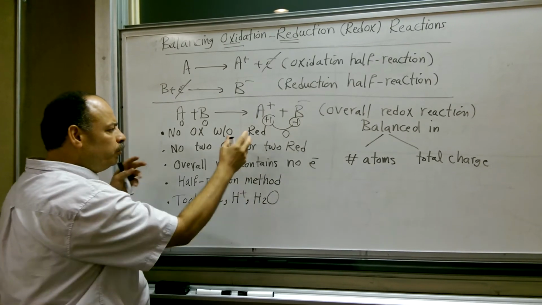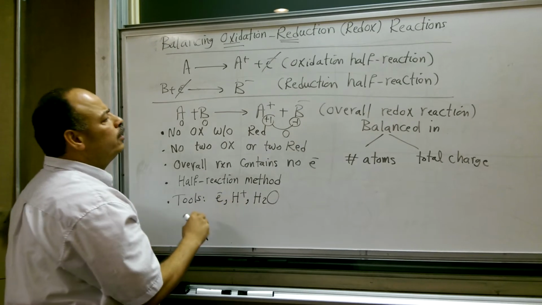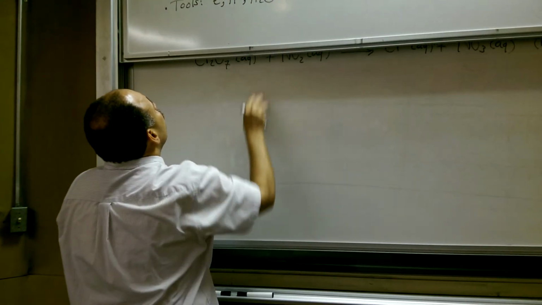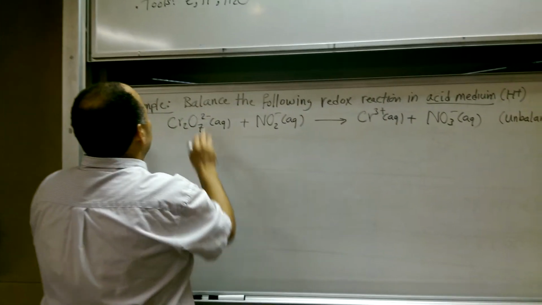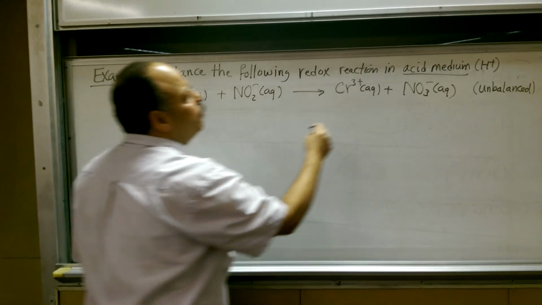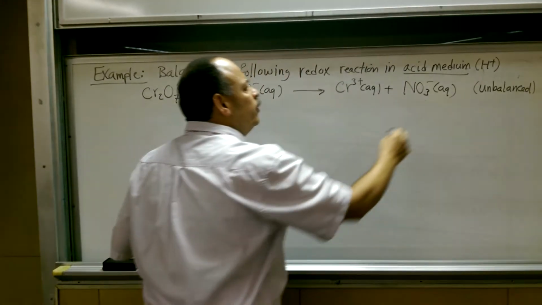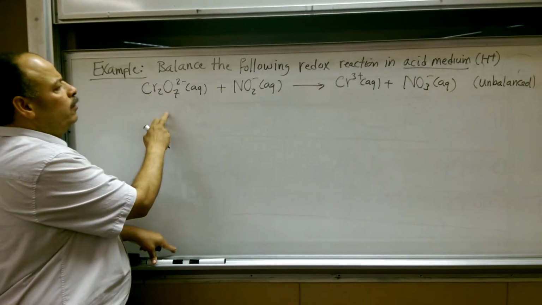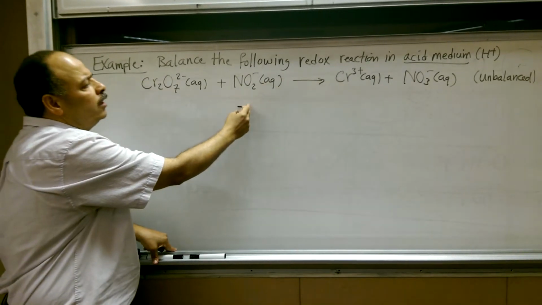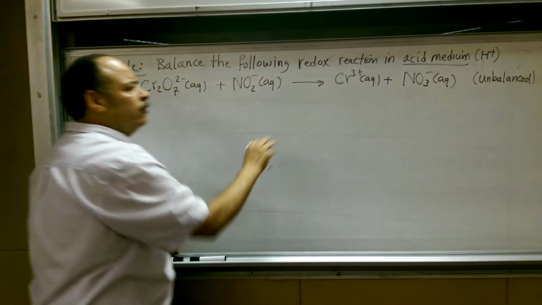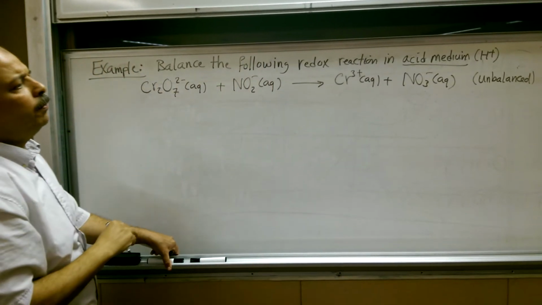So let's see how we will use all of the information that we have in mind right now to work an example to balance a redox reaction. The example says: balance the following redox reaction that takes place in acid medium. We know that in acid medium we have hydrogen ions. So this is a reaction between the dichromate ion and the nitrite ion to give chromium 3 plus and the nitrate ion. This equation, as we notice over here, is unbalanced.